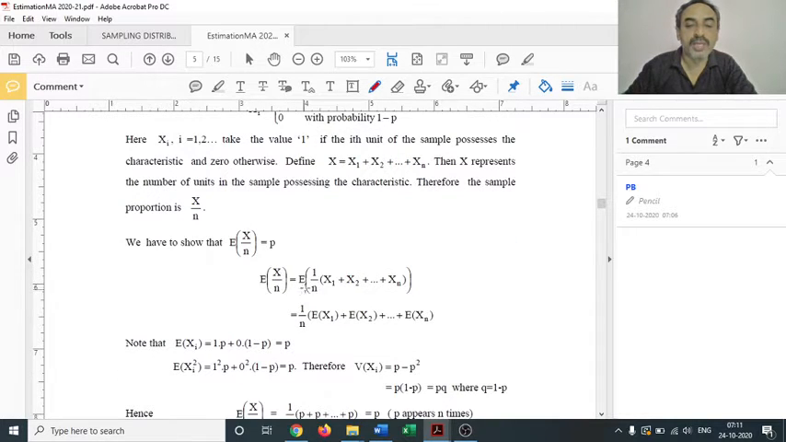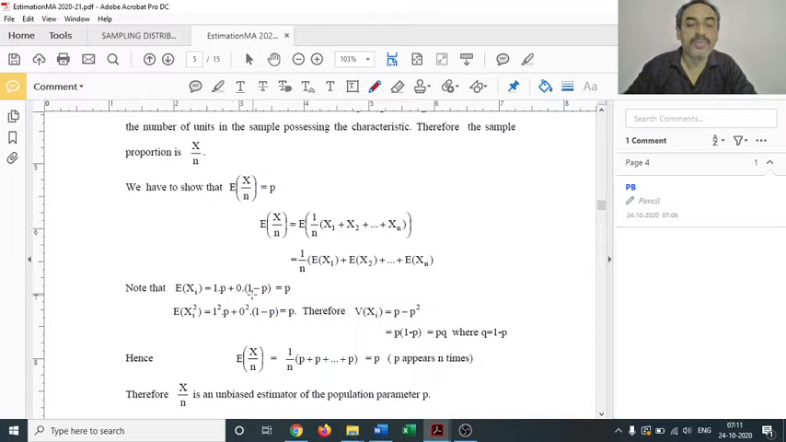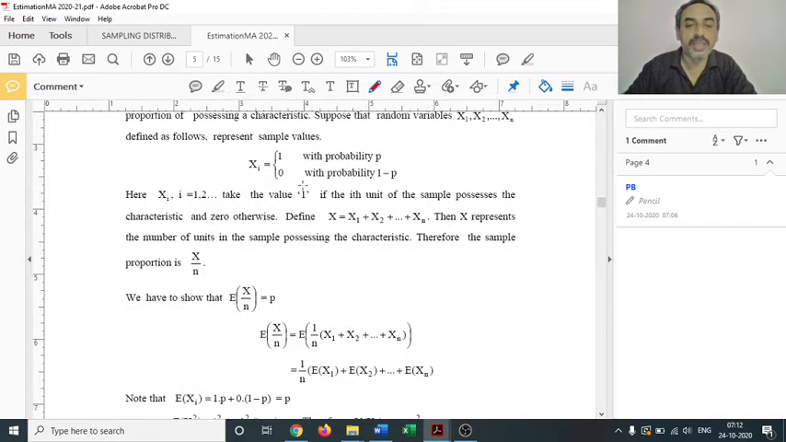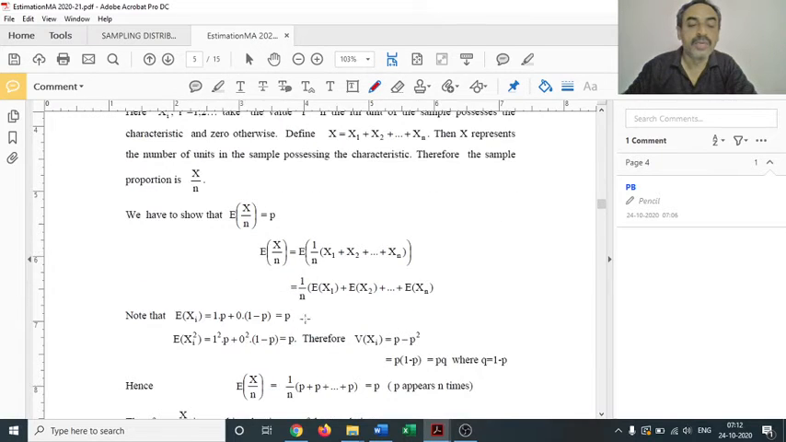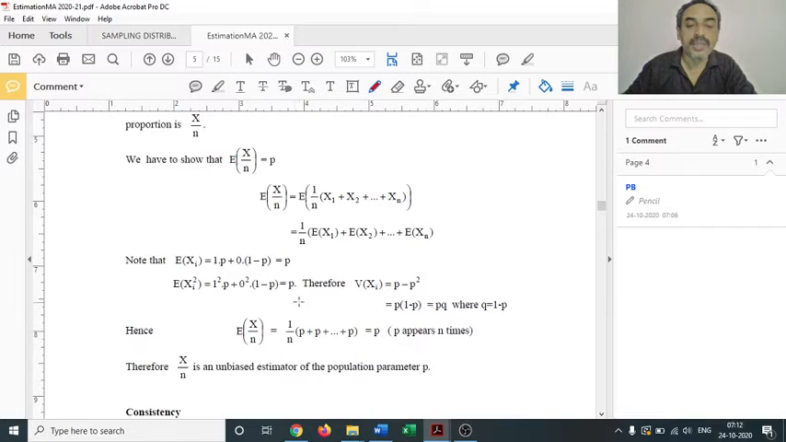So E of x by n, again using the same property, is equal to 1 by n times E of x1 plus E of x2 plus etc. plus E of xn. But E of xi is 1 into p plus 0 into 1 minus p, using the responses and their respective probabilities, and therefore E of xi is p. E of xi square is equal to 1 square into p plus 0 square into 1 minus p. Therefore variance of xi is p minus p square, that is pq, where q is 1 minus p. So when we replace all these E of x1, E of x2, etc., E of xn by p, it will be n times p divided by n, that is p.